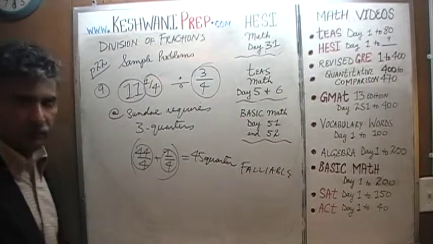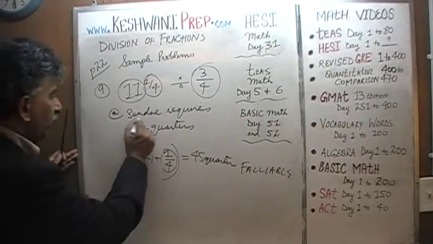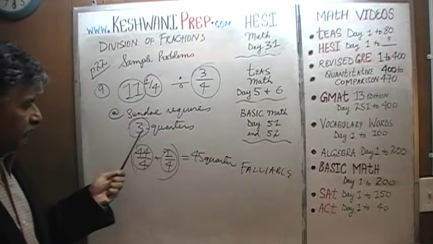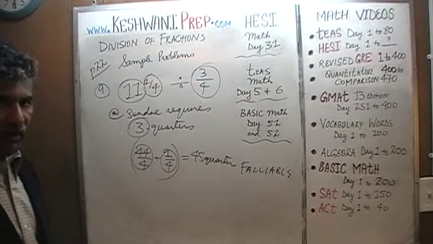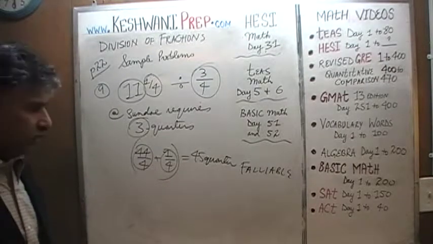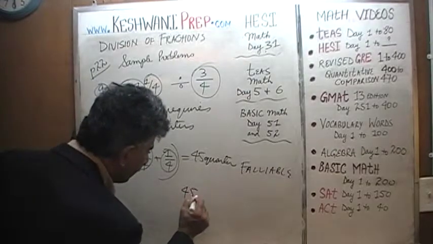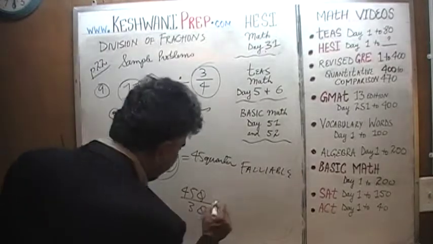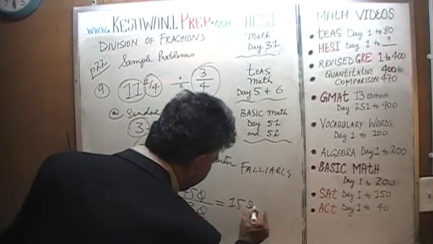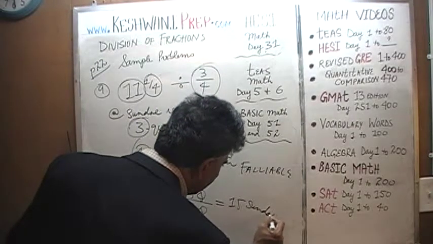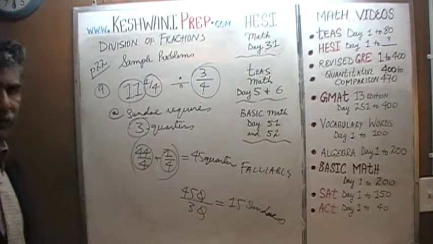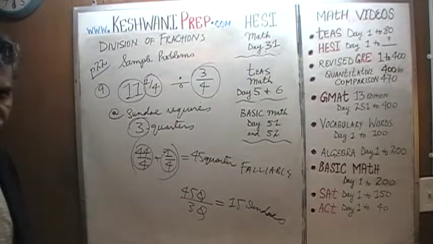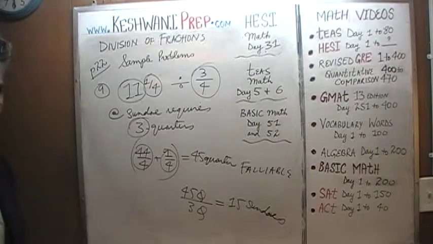That's 45 quarters. Each sundae requires 3 quarters. We have 45 quarters. Each sundae requires 3 quarters. We can make 15 sundaes, because 45 divided by 3 is 15. The answer is 15 sundaes we can make.